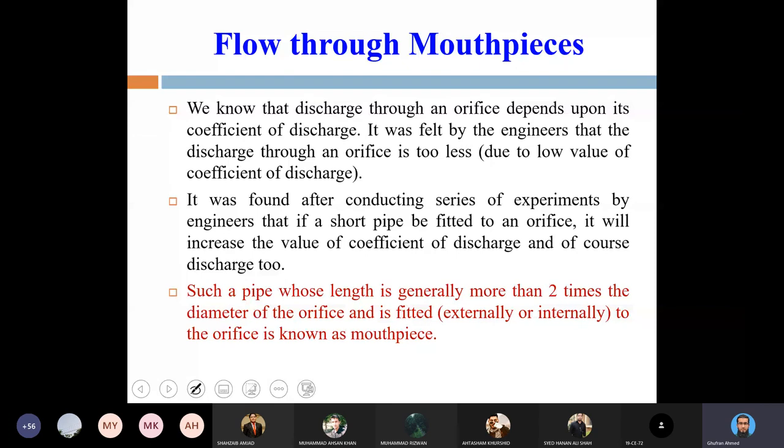ओके, so the last topic, just like similar to the flow over weir, flow over notches, flow through orifice, etc., is flow through mouthpieces. But we will not study in detail about the flow through mouthpieces. That is very much similar to orifice. So all the numericals, formula, etc. is more or less similar to that of orifice.